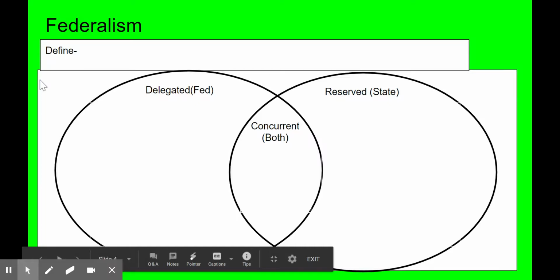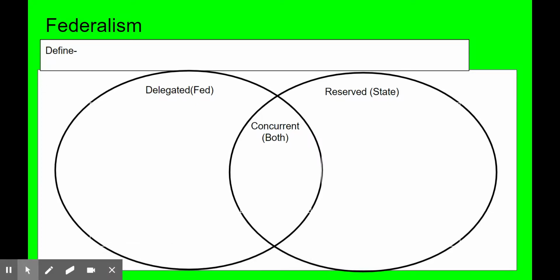So, as stated in the key concept, one of the features of the Constitution that is outlined here, one of the examples of the Constitution being limited, is the concept of federalism. Federalism is something that's generally illustrated with a Venn diagram, as you can see here. And there's a number of words and terms and ideas here that we need to define.